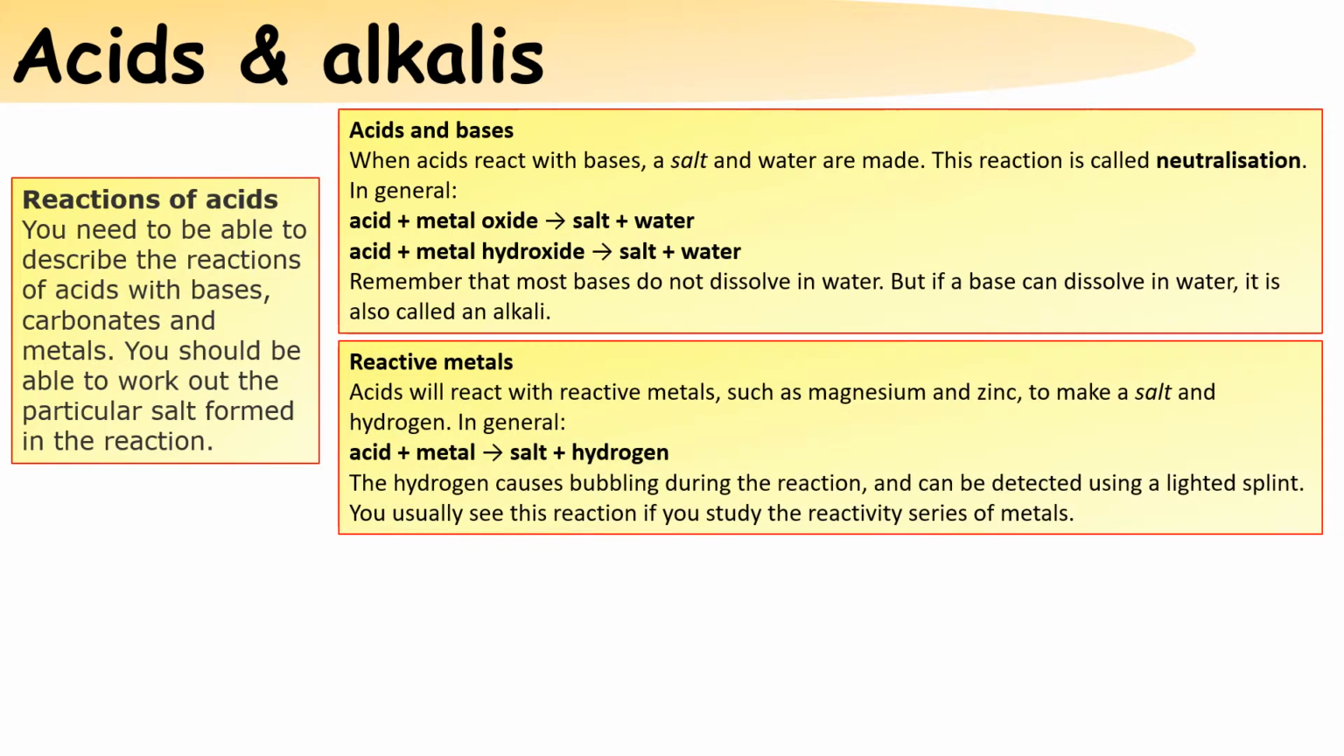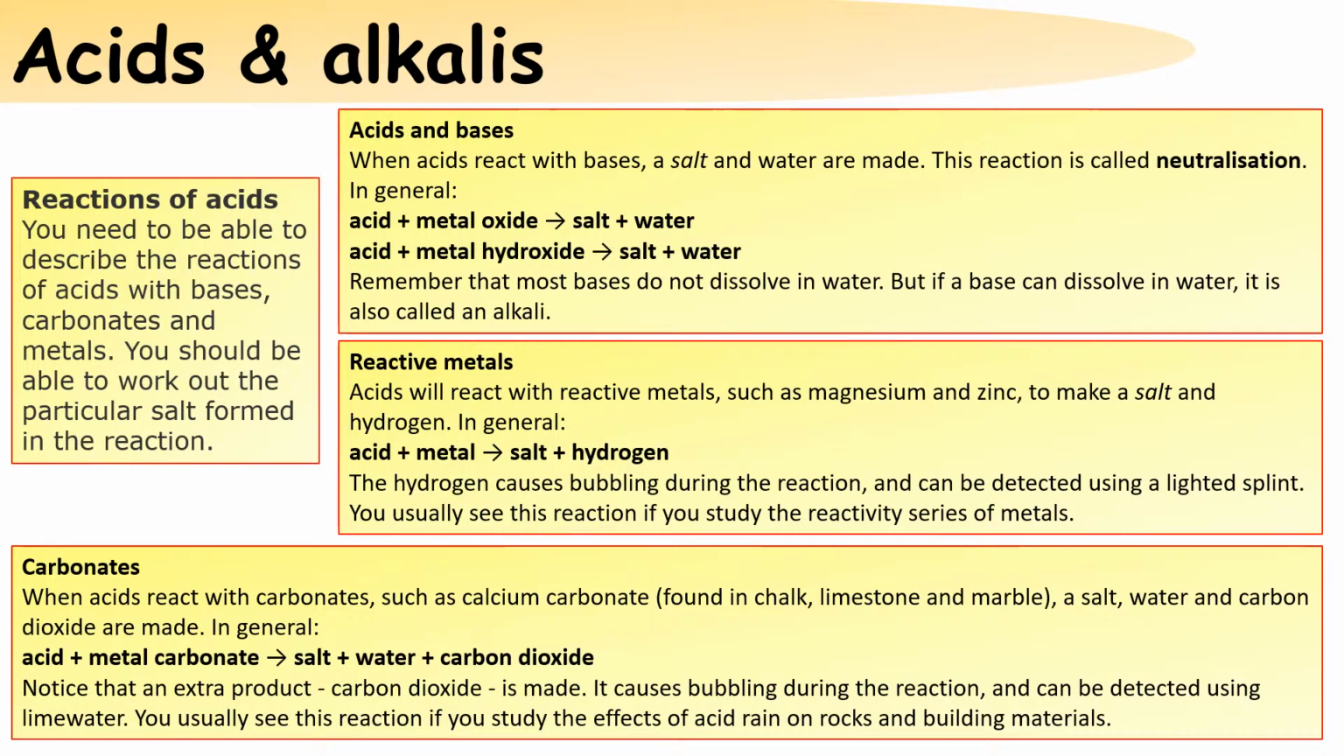When acids react with metals such as magnesium and zinc to make a salt and hydrogen, its general formula is an acid plus a metal goes to form salt and hydrogen. The hydrogen causes bubbling during the reaction and can be detected using a lit splint. You usually see this reaction when looking at the reactivity series.